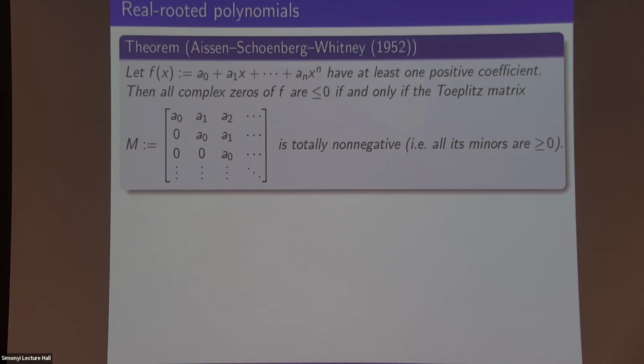So let's suppose we have a polynomial, f of x here, which is normalized so that some coefficient is positive. And then we want to know when all the complex zeros of f are real and non-positive. And they show this holds if and only if this infinite matrix is totally non-negative, meaning all its finite square submatrices have non-negative determinant. And this is called a Toeplitz matrix because it is constant along translates of the main diagonal.